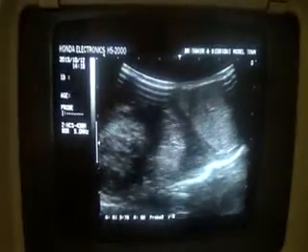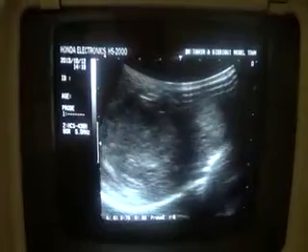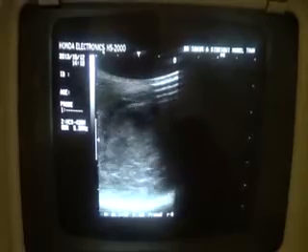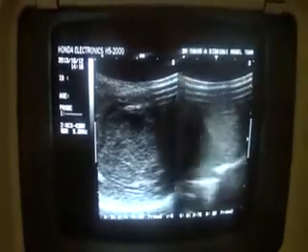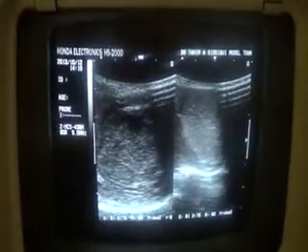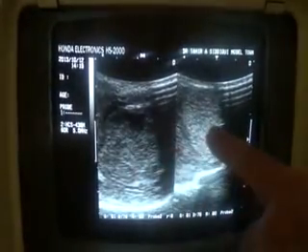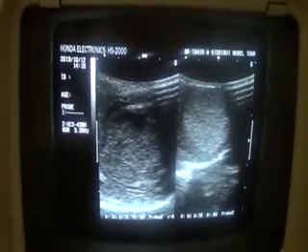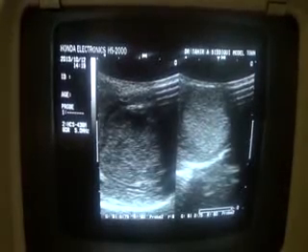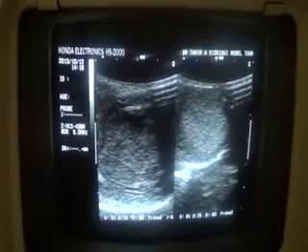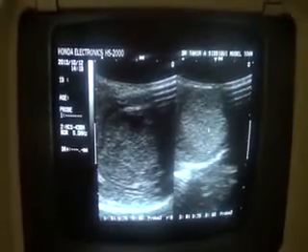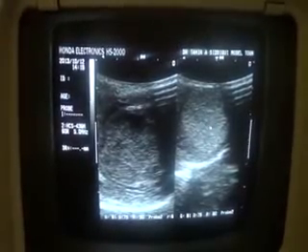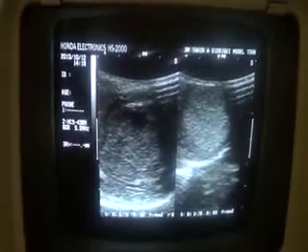Let's compare both testes. Sorry, this is the right testis, this is the left testis. See the difference between the echogenicity of the two. This is the normal echogenicity, homogeneous, mild coarse echogenicity, with no focal lesions seen within the testis, homogeneous.